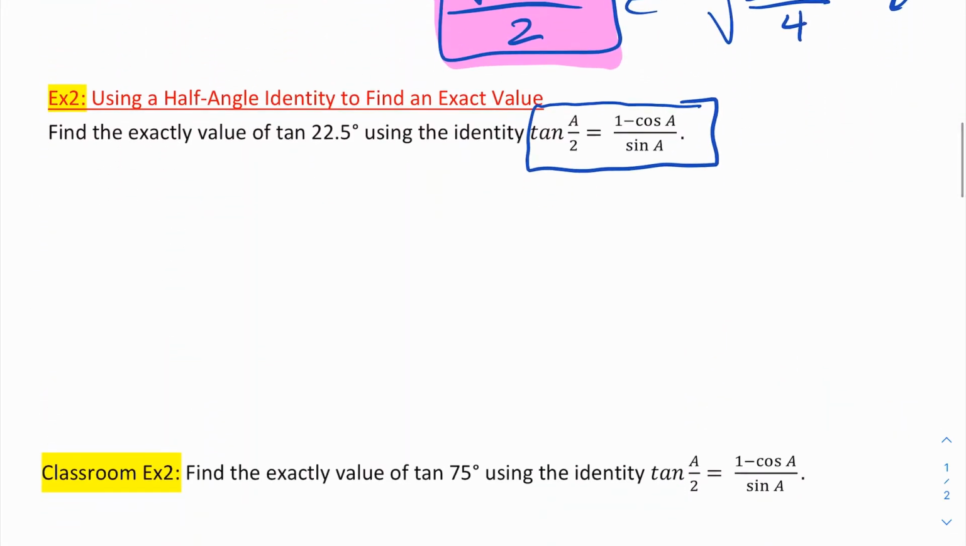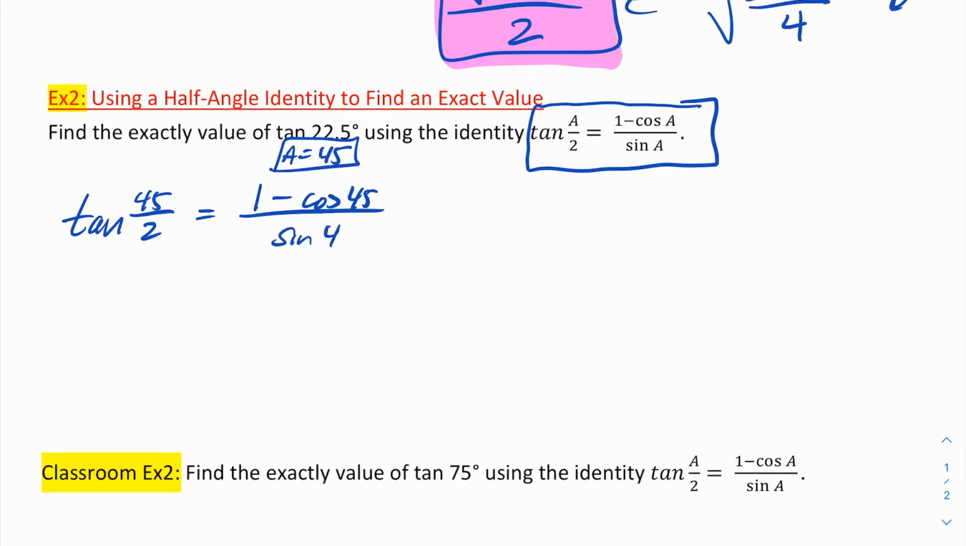It'll be easier. All right, so we're going to use A is 45. So tangent of A over 2 is going to be 45 over 2, which will be this formula. So it's going to be 1 minus cosine of 45 over sine of 45, which will have 1 minus square root of 2 over 2, and then on the bottom, square root of 2 over 2. So we have a fraction and a radical that we have to get rid of here. So it's going to be a little bit difficult.